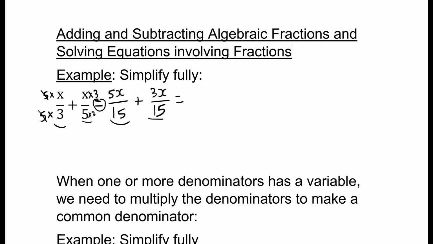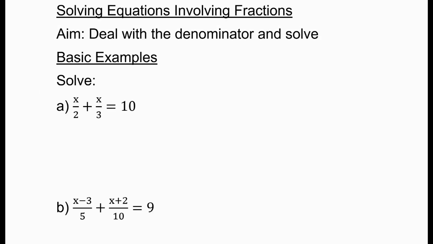We can now add the numerators. So we have 5x plus 3x over 15. We don't add the denominators. And that gives us 8x over 15 as our final expression involving fractions. The general principle is to deal with the denominator and then solve.